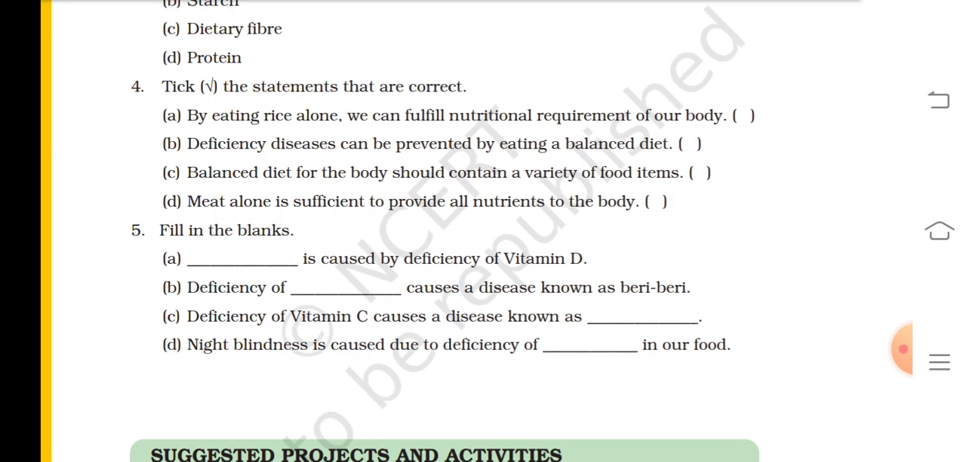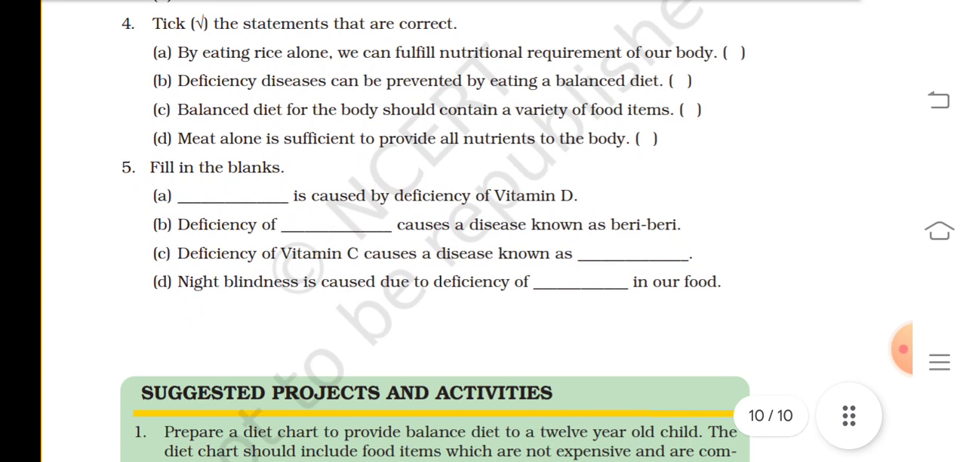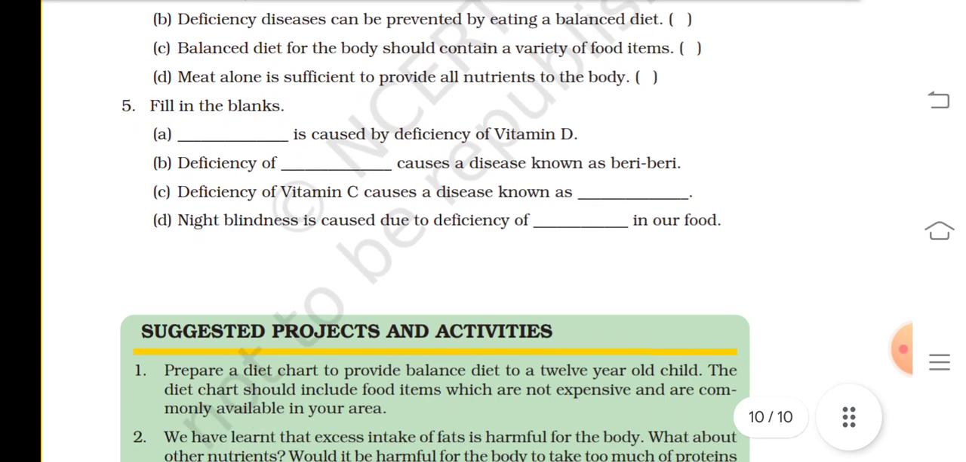State which statements are correct. By eating rice alone, we can fulfill the nutritional requirement of our body. Deficiency diseases can be prevented by eating a balanced diet. A balanced diet for the body should contain a variety of food items, yes or no. Meat alone is sufficient to provide all nutrients to the body. It causes deficiency of vitamin D.